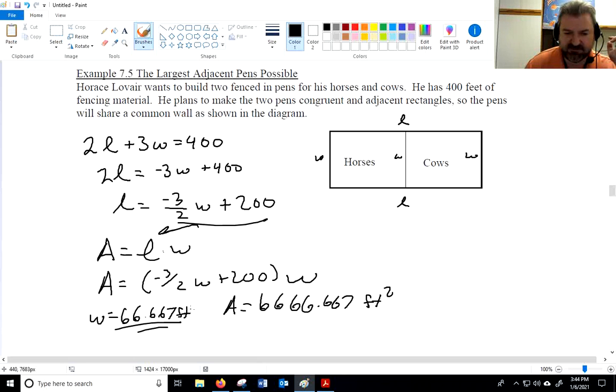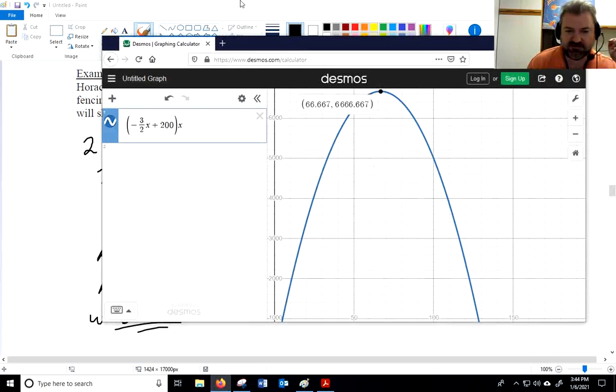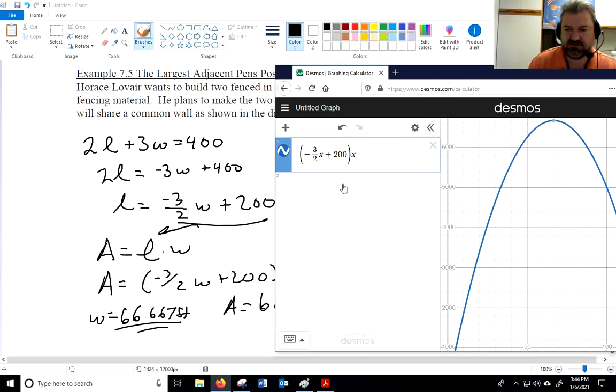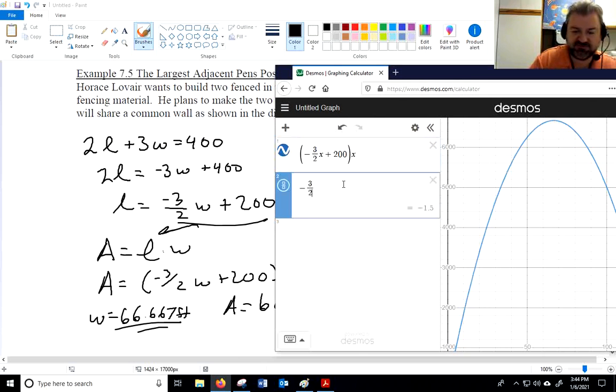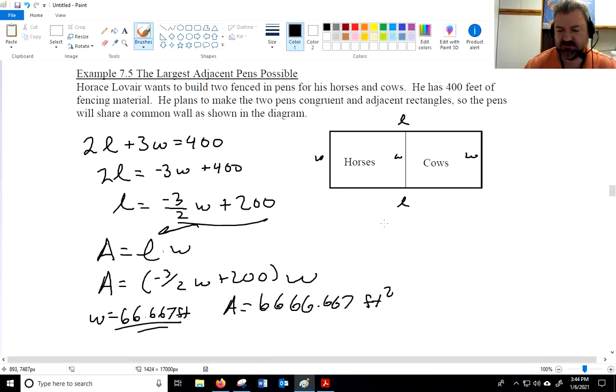66.667 feet is the perfect width. And the length that goes with that, I will again utilize my calculator here. That's negative 3 over 2 times 66.6667 plus 200. Looks like that number is 100. So we're going to do a length of 100. Okay? All right, and there we have it.